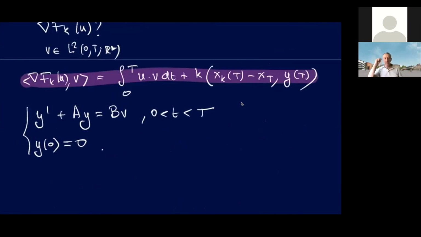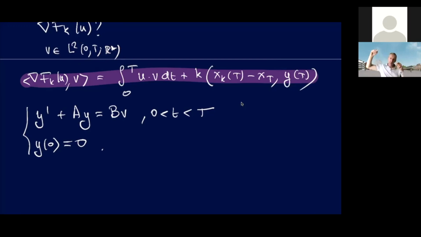Now, when you look at things that way, you realize you will never be able to implement the adjoint methodology, or sorry, the gradient methodology if you do this. Why? Because in order to compute the gradient of Fk in the direction of V, you will need to compute this integral. That is easy because you have the U from the previous step. You can always take the scalar product, but you will need to solve Y for every V. And V is living in an infinite dimensional space. So even if the arrival space here, Rm, is finite dimensional, V is living in an infinite dimensional space.